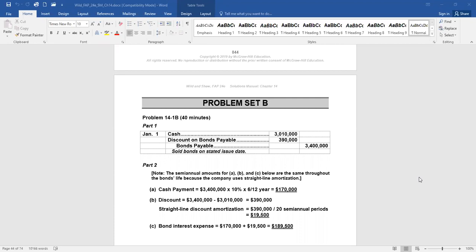So the bond interest expense will be the actual cash they're paying out plus that lump sum payment they're going to make at the end, that extra $390,000. They're actually recognizing that as interest expense throughout the life of the bond, not at the very end.